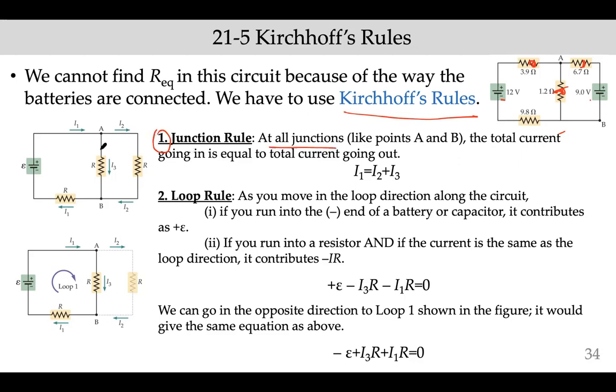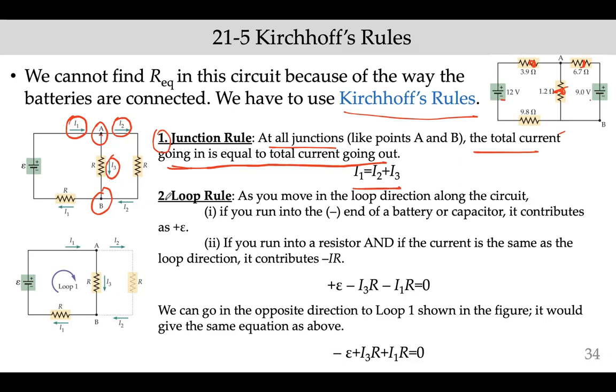At all junctions, junction means two or more wires meet at the same point. So here is a junction, and this point B is also a junction. The total current going in at a junction is equal to the total current going out. The total current that goes into junction A is I1. The total current that goes out from junction A is I2 plus I3. So we write I1 equals I2 plus I3.